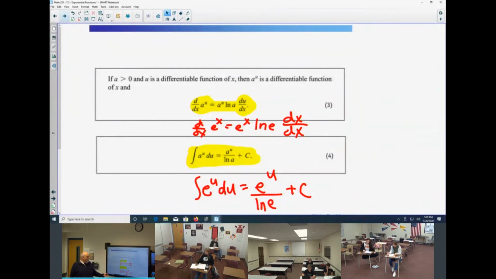But these two are very important. When we have the power rule, that's when you have like x to the 5th power and you want to take the derivative. If you switch those numbers and instead of x to the 5th, you have 5 to the x, then this is how you take the derivative of that, or the integral of that. So when the number is the base and the variable or function is the exponent, then these are the formulas that you use. Okay?